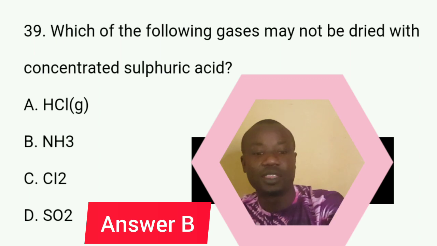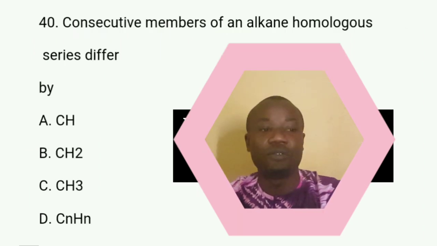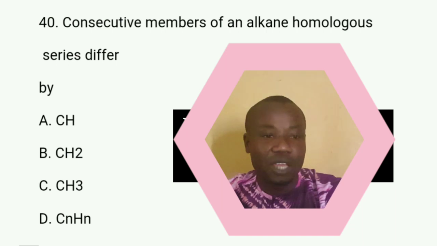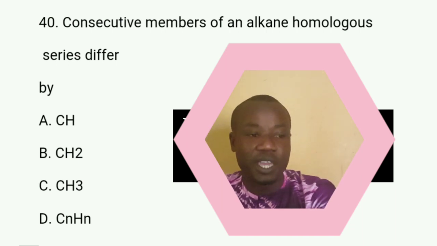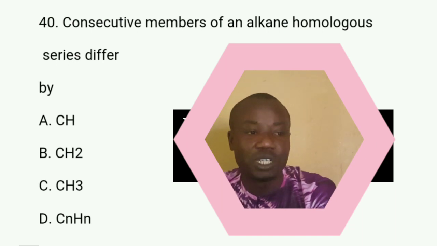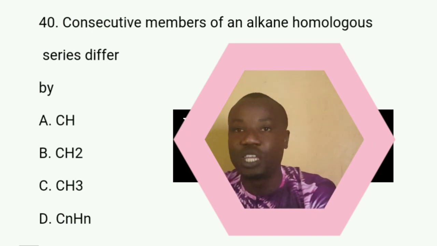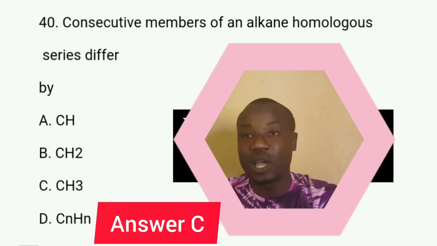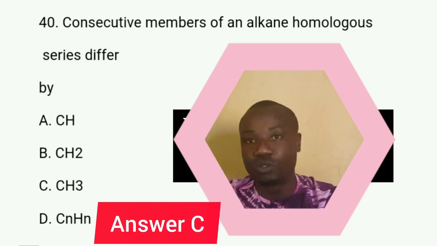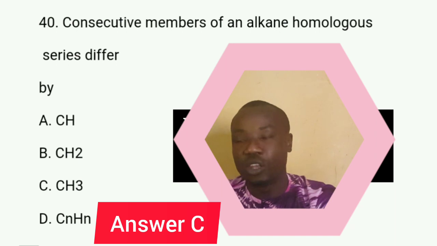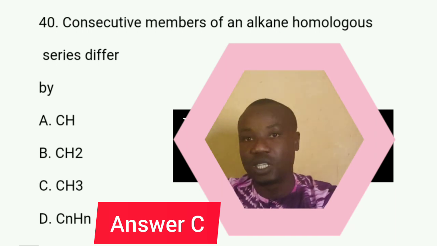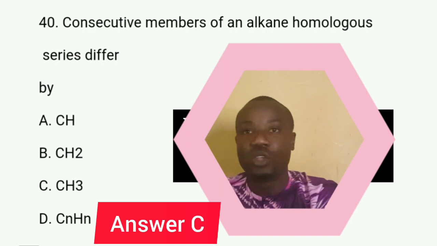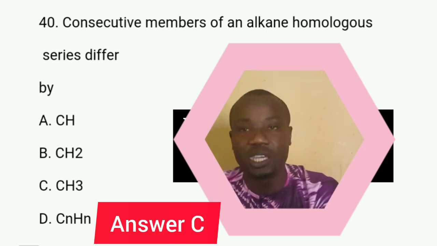That is NH3. Lastly, let's look at our question number 40. Consecutive members of an alkane homologous series differ by A, CH, B, CH2, C, CH3, D, CnH2n. The right answer is CH2, because if you look at CH4 and then look at C2H6, when you subtract, C2 minus C you have C, and H6 minus H4 you have H2. So the right answer there is CH2.